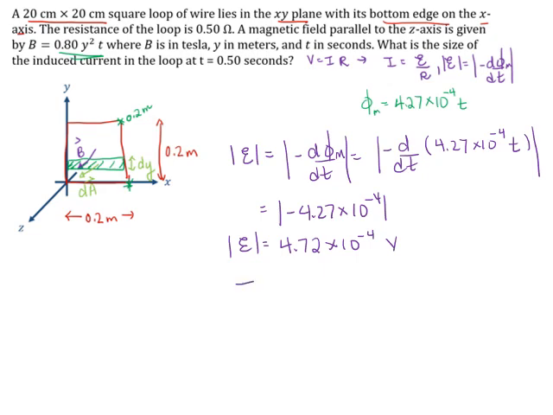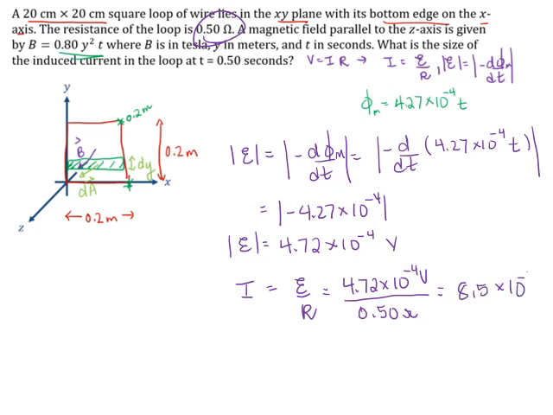Okay, next and final step is let's find the induced current. The induced current is the induced potential divided by the resistance, 4.27 times 10 to the minus 4 volts, divided by the resistance that was given as a half of an ohm. And when we put that through the calculator, we should get for our induced current 8.5 times 10 to the minus 4 amps. Now the last thing to notice is it asks what is the size of the induced current in the loop at 0.5 seconds. Notice here that the current doesn't depend on time, so this induced current is constant. So this is true for all times.